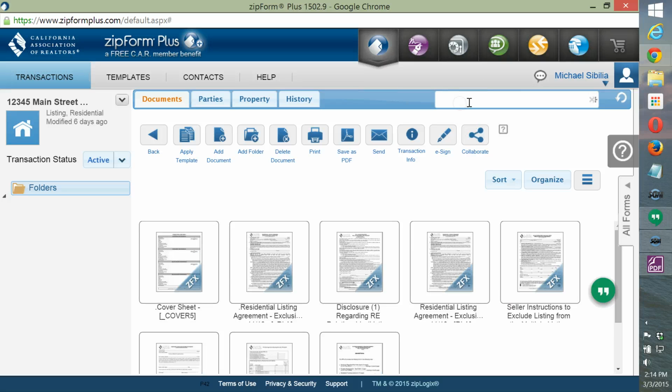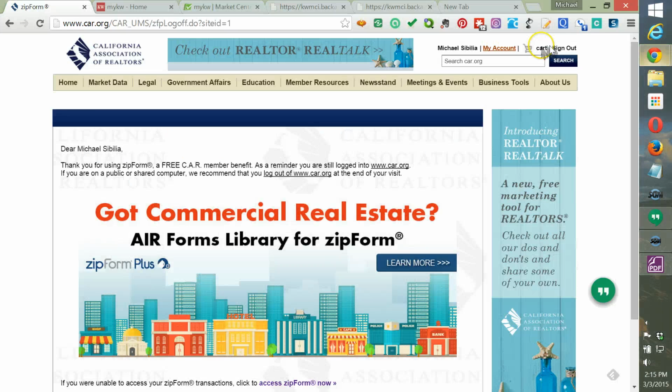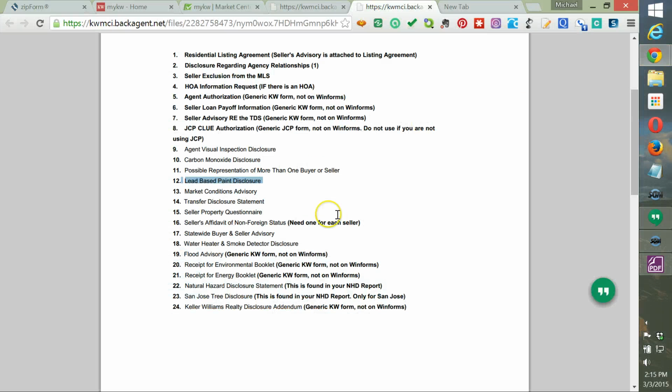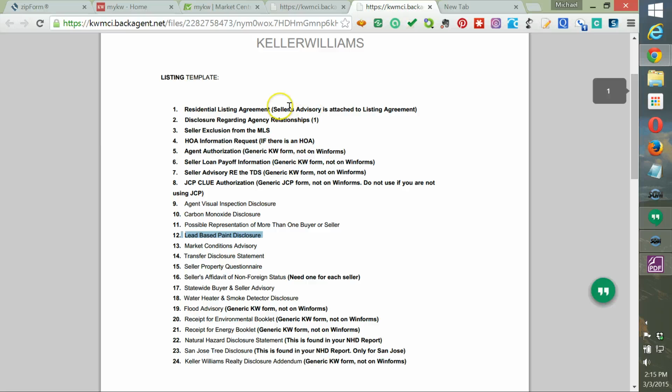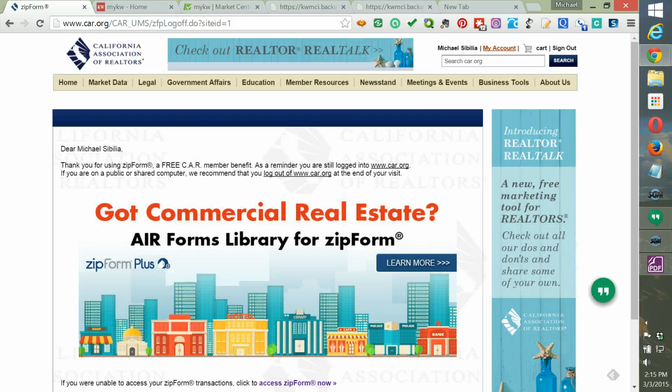So that list, remember one of the forms that I showed you had a list? This was the list. So let's look at what's on the list. Now, residential listing agreement, I know we've added that. Disclosure, we've added that. Seller exclusion from the MLS, we added that. HOA information, if there is one, we added that. Not those forms. Agent visual inspection disclosure, how about that one? That seems like a nice form.